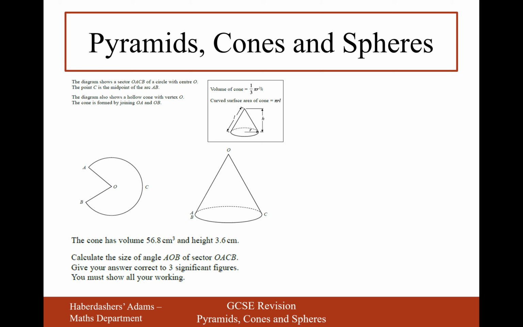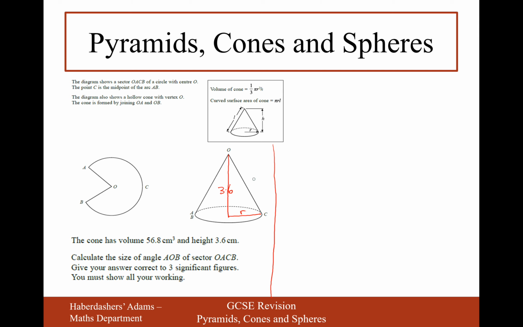Right then, let's have a look at this question. It says the volume of the cone is 56.8 centimetres cubed and the height of the cone is 3.6. We don't know what the radius is, so that's probably what we would need to work out first. Calculate the size of the angle AOB. Okay, I'll get to that later. I think I need to work out the radius first.